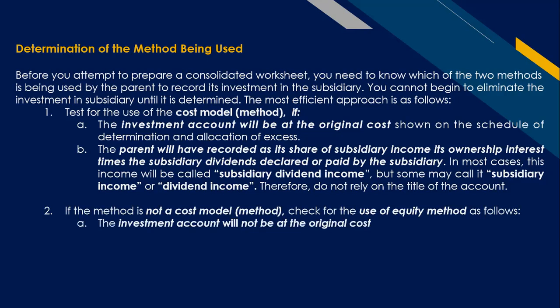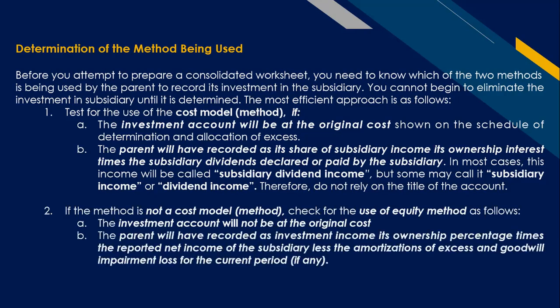The investment account will not be at the original cost. The parent will have recorded as investment income its ownership percentage times the reported net income of the subsidiary less the amortizations of its excess and goodwill impairment loss for the current period, if any.